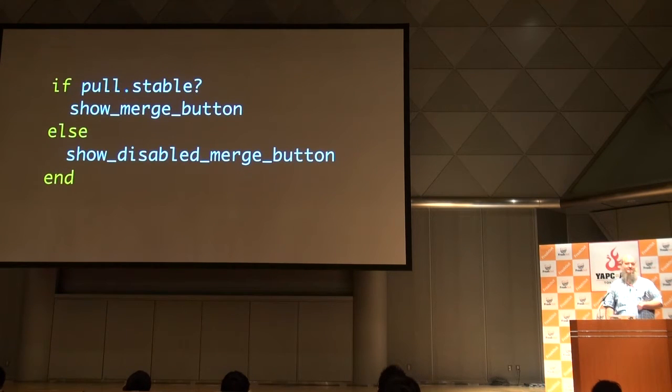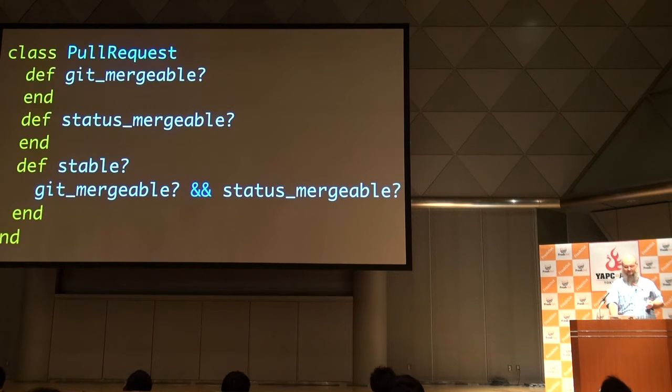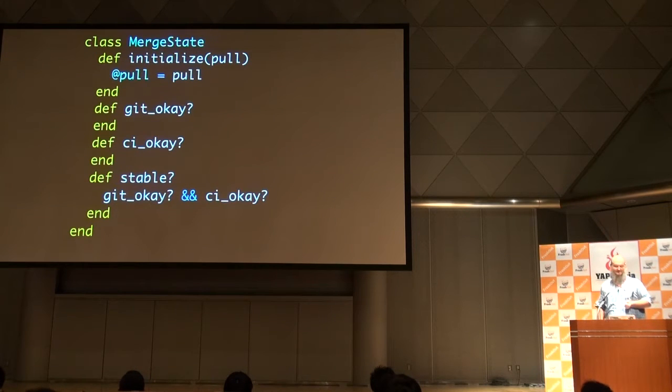I wanted to replace this with a method that actually worked, something like, is the pull request stable and ready to merge? And in order to do that, I pulled out a new object that represented the underscore mergeable on all of those previous methods. That object can ask, is the Git status okay? Is continuous integration okay? Is the file server online? So we replaced several methods like this with a class something like this. The merge state takes a pull request as an argument and knows enough about how to use that pull request to answer the question of, is that pull request ready to be merged?